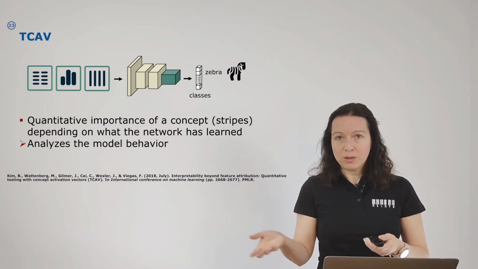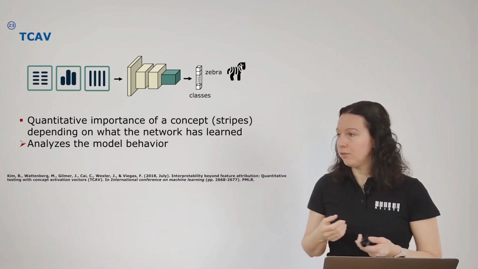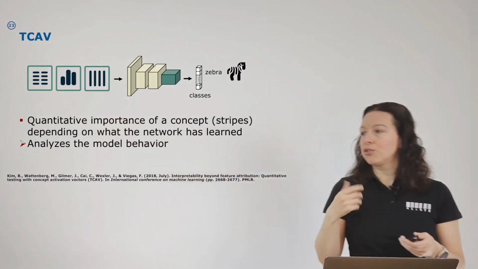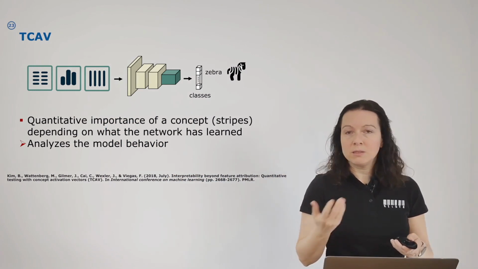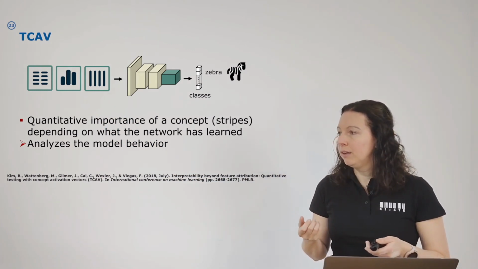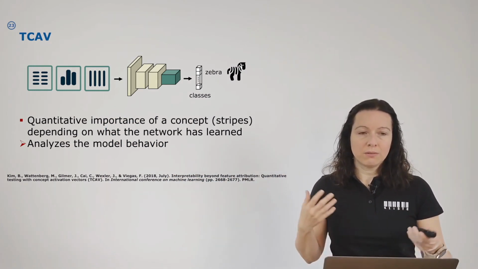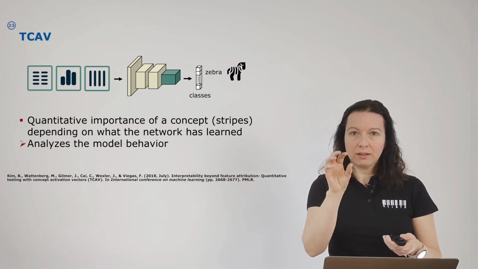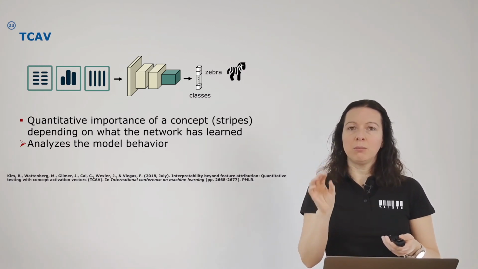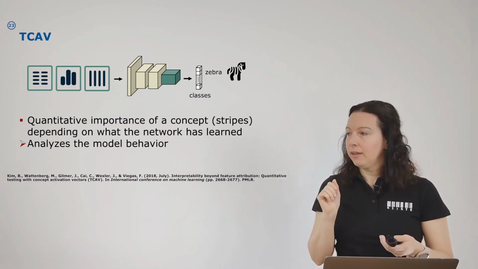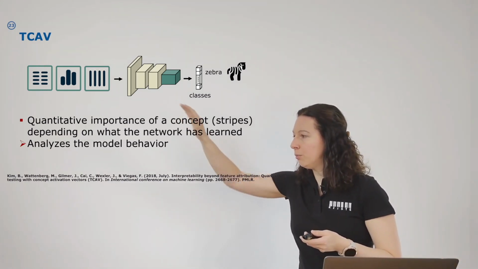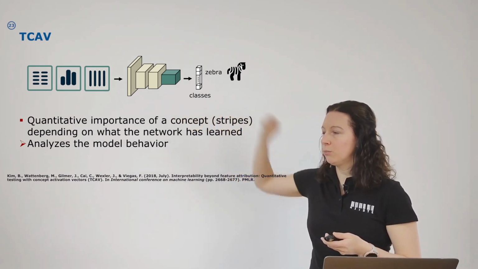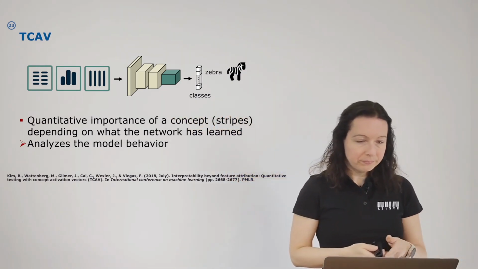So what we want to have in the end is a quantification of the importance. What you can see here are different stripe concepts. This can, for example, be different images of stripes, where you would say, okay, this is a good representative sample of the concept stripe. So yeah, our network, the zebra classifier, and this is the output class, zebra.